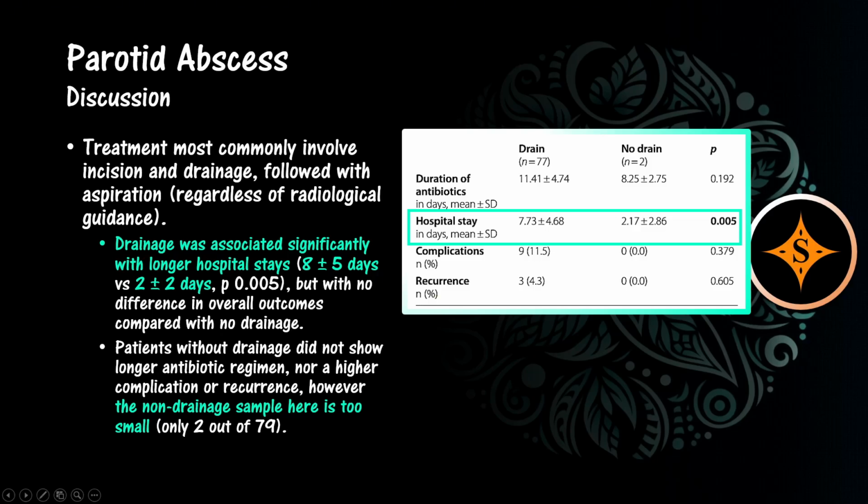However, in this study, patients that were not put on drainage did not show a higher number of complications, nor recurrence, nor the need for a longer antibiotic regimen. However, this can easily be a false negative because the sample that does not undergo drainage is too small. Only 2 out of 79 cases.